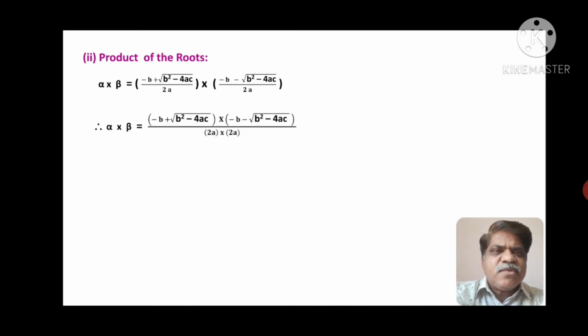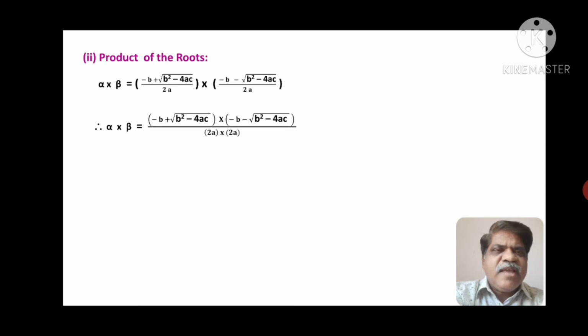Next, product of the roots. Alpha into beta. Now we will substitute the value of alpha and beta. In one bracket, minus b plus under root b square minus 4ac upon 2a, bracket complete, into minus b minus under root b square minus 4ac upon 2a. The values of alpha and beta, the product of these two are to be considered. Therefore, you will get alpha into beta is equal to one bracket minus b plus under root b square minus 4ac, another bracket minus b minus under root b square minus 4ac, upon 2a into 2a.